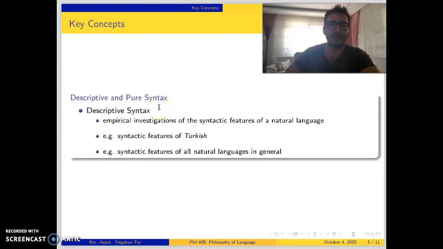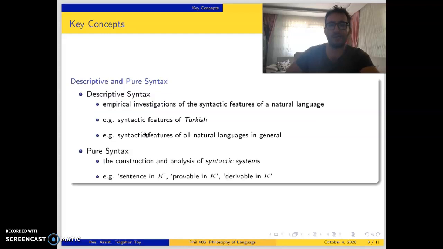There is the same distinction between descriptive syntax and pure syntax. Descriptive syntax is the empirical investigation of the syntactic features of a language, like Turkish, and pure syntax is about the construction and analysis of syntactic systems. We are interested in the analysis of a sentence in a syntactic system, or what provable in a syntactic system means, or derivable in a syntactic system means.